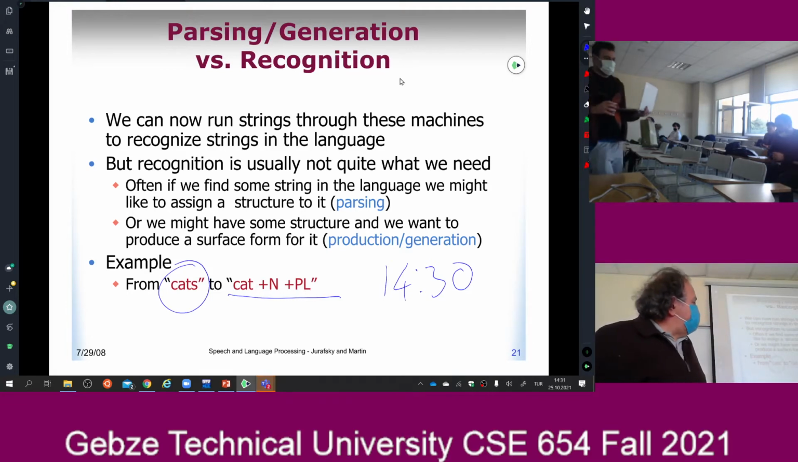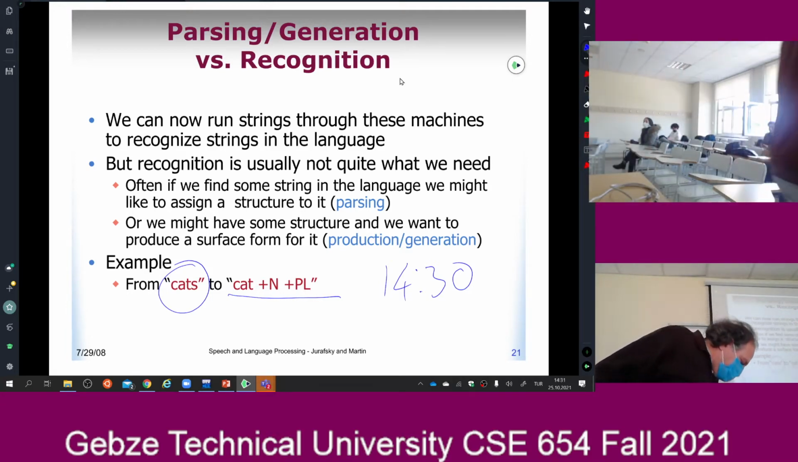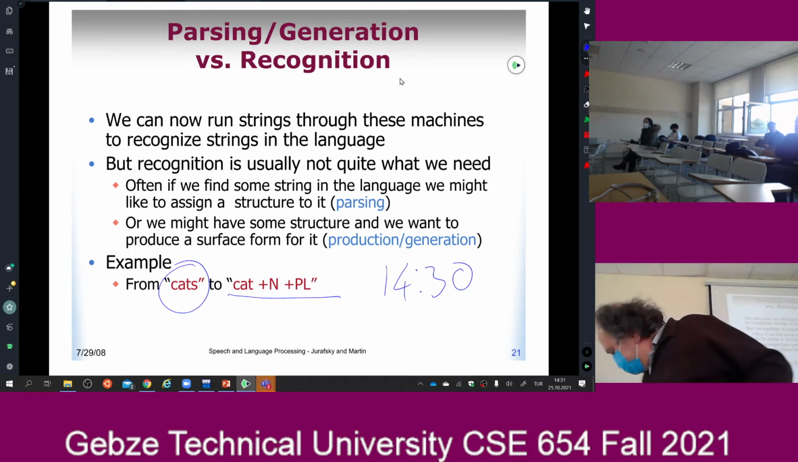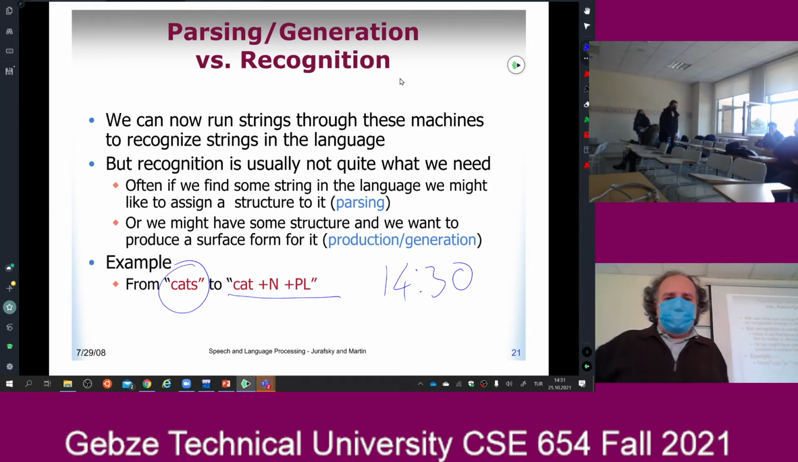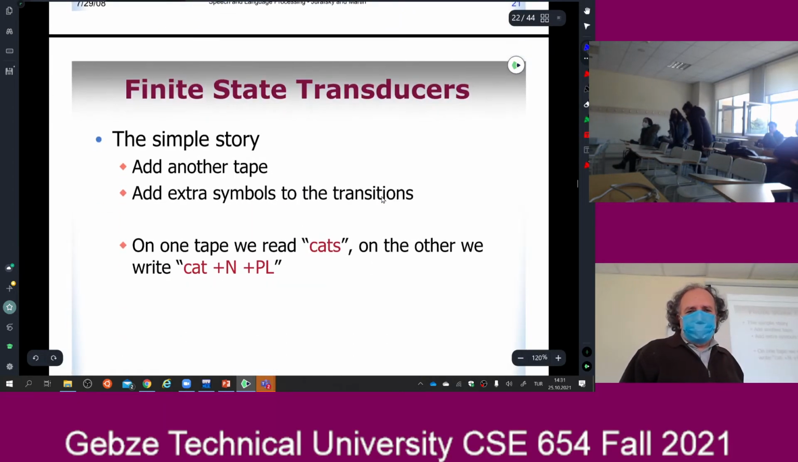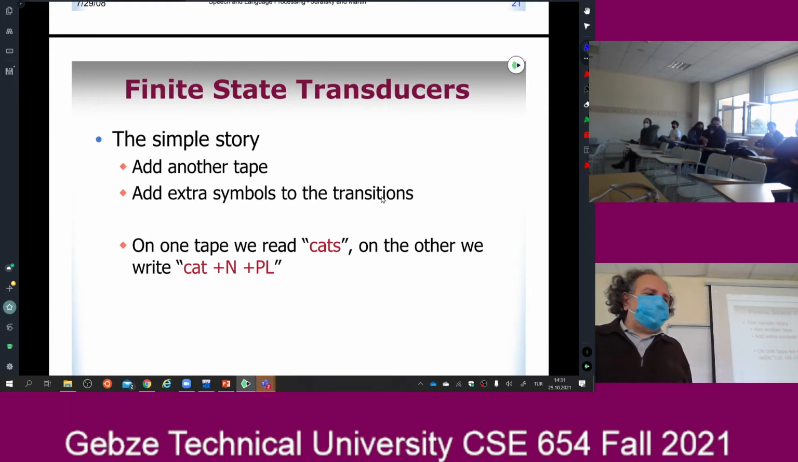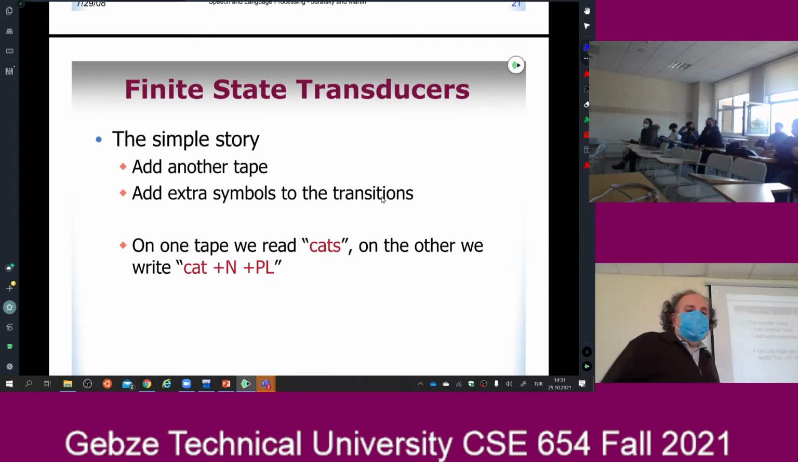So finite state transducers is the answer to this problem. How are we going to assign structure to a word like this one? A finite state transducer works like the finite state automata. We will now have two tapes, okay? One tape will be for the input, we are reading a string. The other one is for outputting the structure that we are trying to get. And at the end, of course, we should produce an accept or no accept result too, okay?